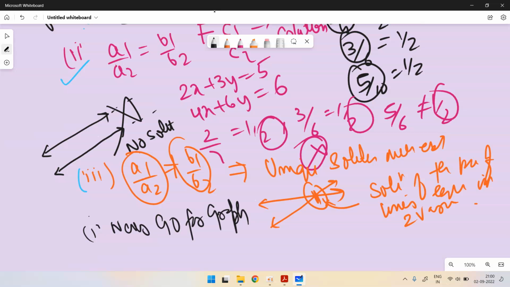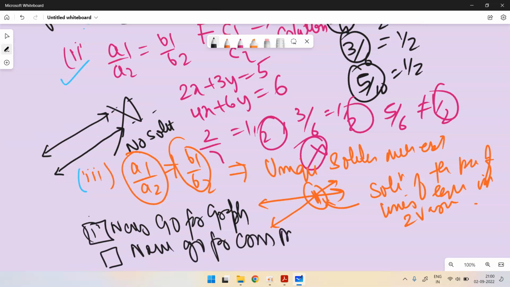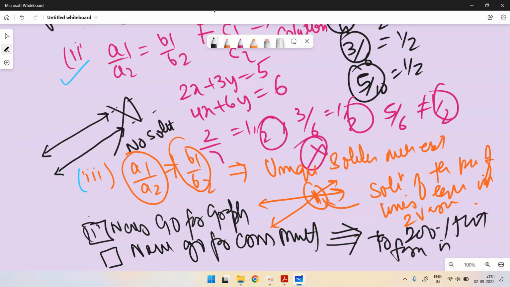Never go for graph. This is my first suggestion. Then, second, also never go for cross multiplication. This might be easy, but only if you are 200% sure that the formula is correct, if you know the exact formula, then you should use it. Otherwise, the best solution is the substitution method or the third method, the elimination method.